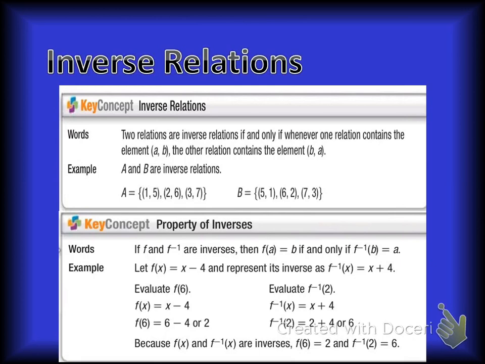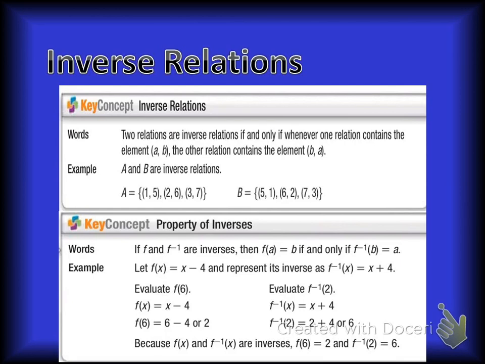Pick a number, sir. 9. Let's go in here. 9 minus 4 is what? 5. Put 5 over here. What's 5 plus 4? 9. What did Hughes pick? 9. What do we end with? 9. See, inverses will undo what one function does.